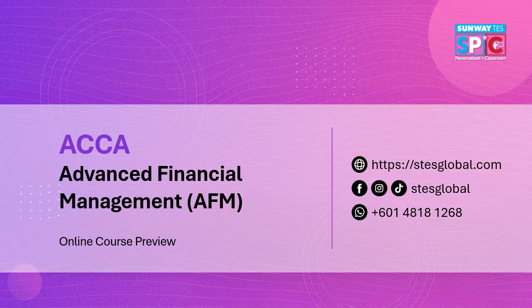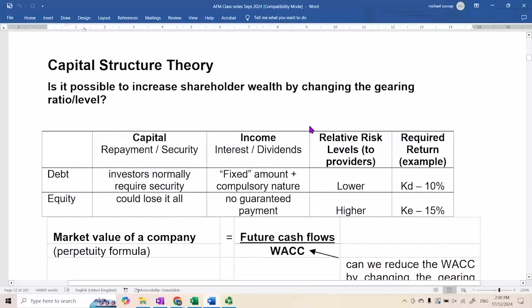Capital structure theory: is it possible to increase shareholder wealth by changing the gearing ratio or the gearing level? Capital, all right, simple box diagram here. It says capital, you have debt, and you have equity.